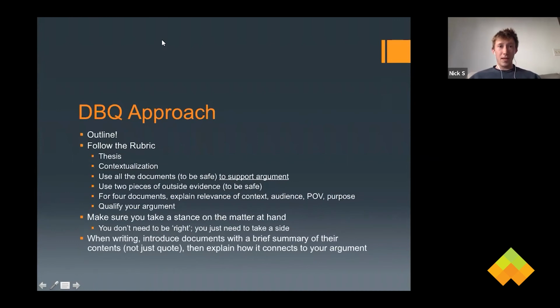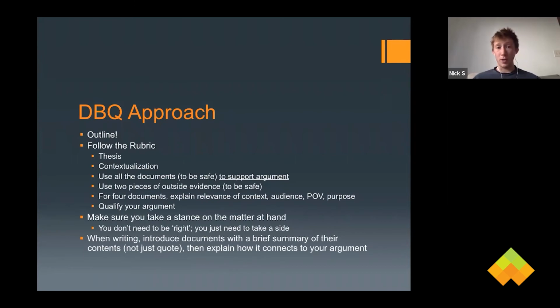So the next part is my suggestion, assuming you're shooting for a 4 or 5, is to use all the documents to support your argument. You will get 1 point for using 3 of them correctly. We'll talk about what it means to use them correctly, and 2 points for using 6 of them correctly. There's a good chance, though, that you will not earn a point for 1 of them. So give yourself a little bit of extra breathing room.